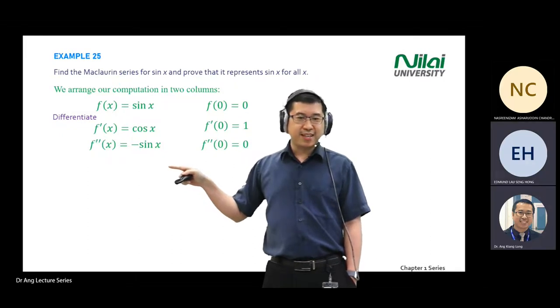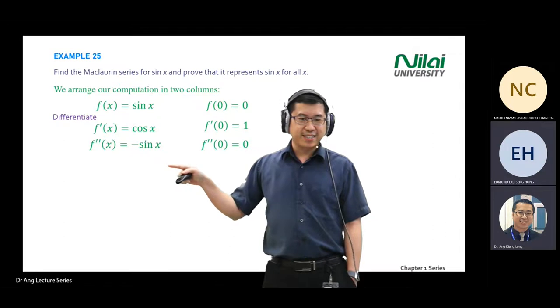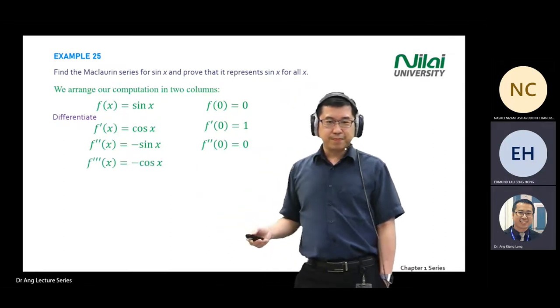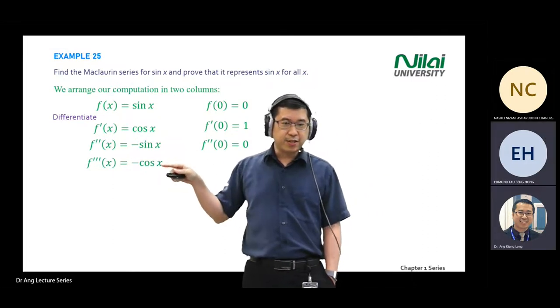Okay. Bracket x equals. So you substitute, you differentiate this one. What do you get? Negative cos. Okay. You get negative cos because you differentiate this one, and this one is differentiated the third time.